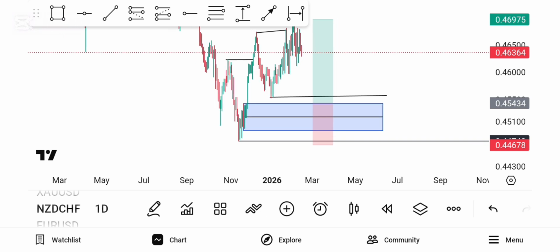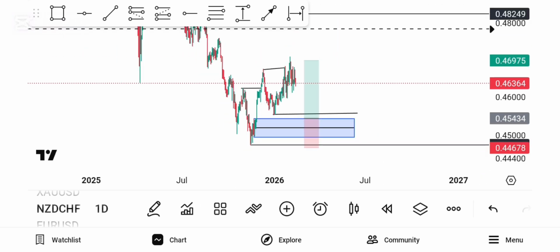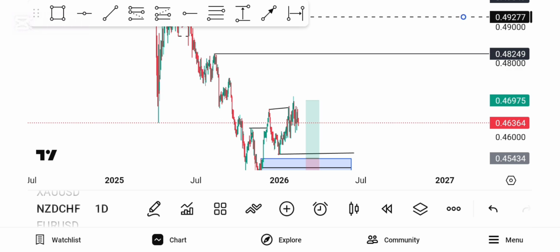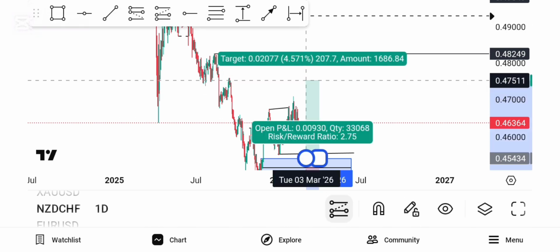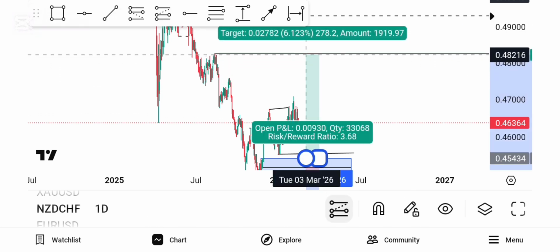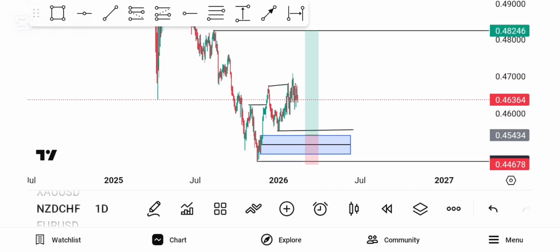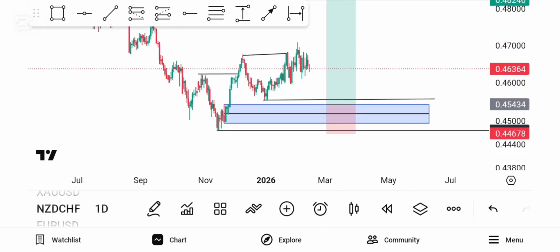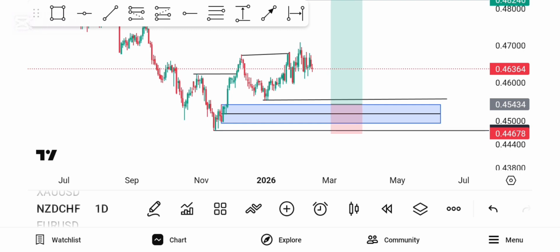So what will be our TP? Our TP will be at the high, this high here. This actually is a swing trade, so you can hold it for a long period of time. But we're expecting it to come and take out the liquidity before tapping us in. So that's my expectation on New Zealand chef. So you can also take advantage of it.